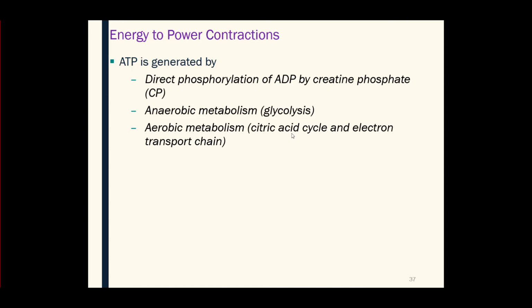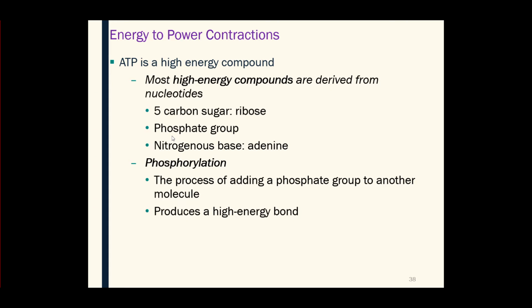So how do we get ATP? It turns out there's three pathways we're going to look at. The first one we're going to call the creatine phosphate pathway. Then we'll take a look at anaerobic metabolism and then aerobic metabolism. Before I show you the three pathways, let's just take a look at what ATP is.